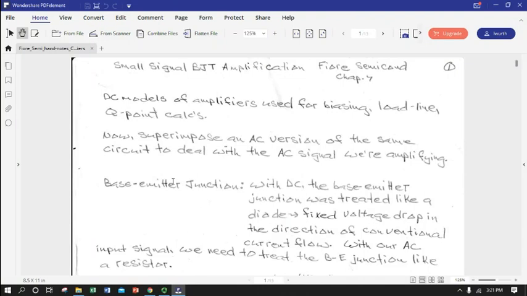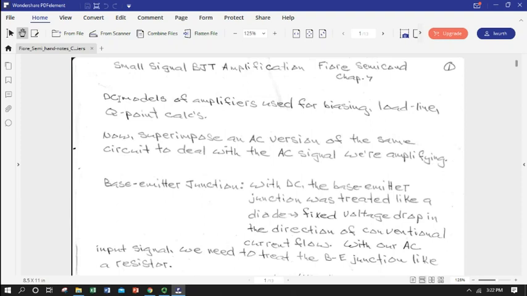We are in Chapter 7 of James Fiore's Semiconductor Devices and are going to launch into small signal amplification with bipolar junction transistor amplifiers. In Chapter 6, we defined some characteristics of general amplifiers, and now we're going to apply these specifically to ones that we can design and analyze with everything we've learned about bipolar junction transistors and their surrounding circuits. So we've already defined BJT amplifiers in their DC mode.